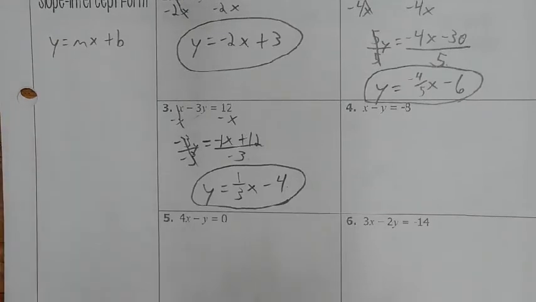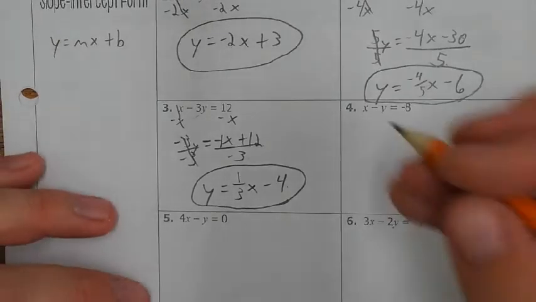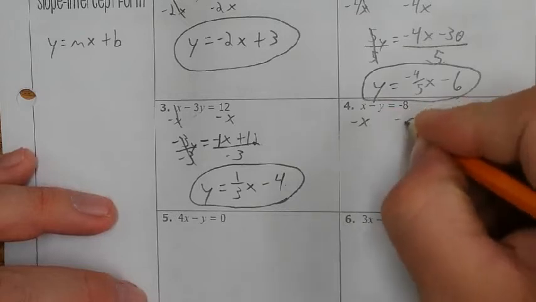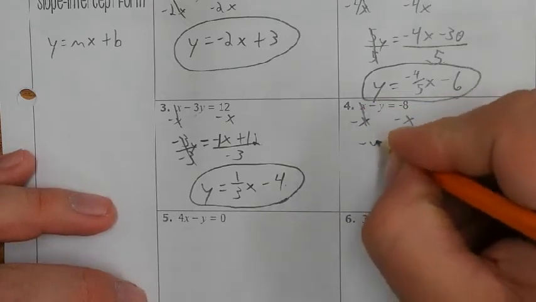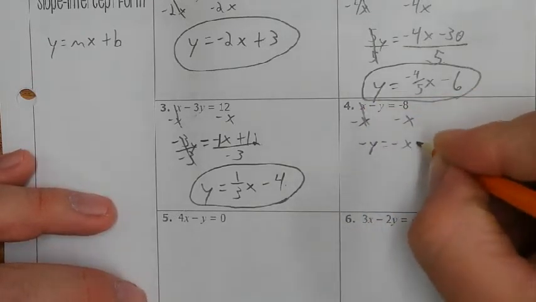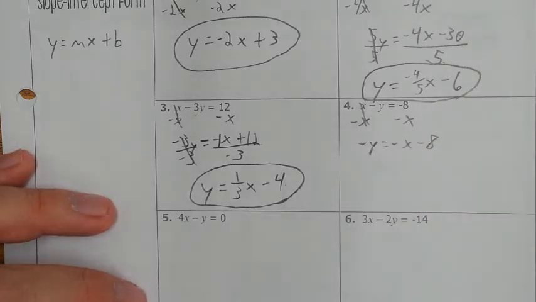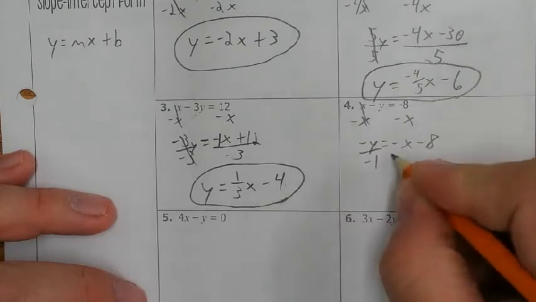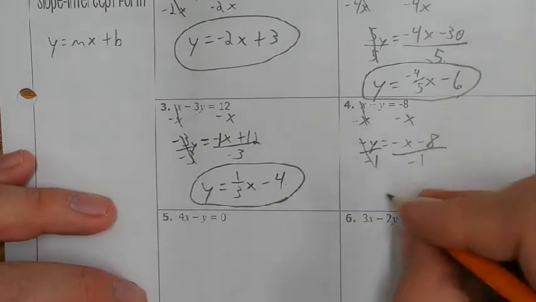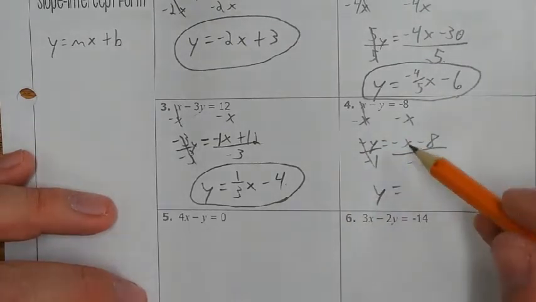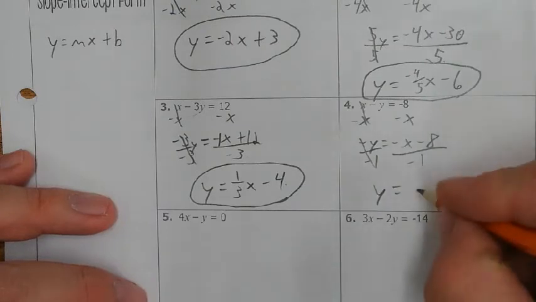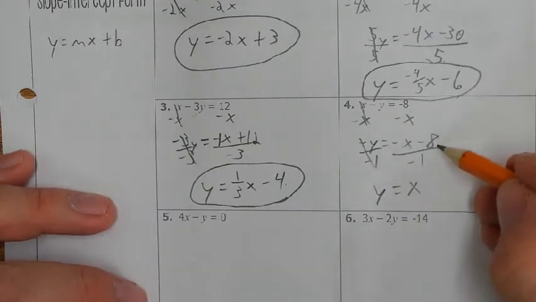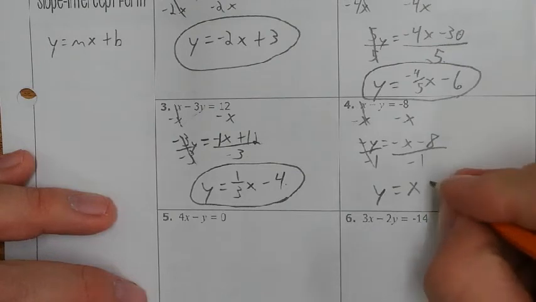So number 4, what do you think we're going to do? Subtract x. And that gives us negative y equals negative x minus 8. Then how do we get the y by itself? Divide by negative 1. And y equals a negative divided by negative is a positive x. Negative 8 divided by negative 1 is a positive 8.